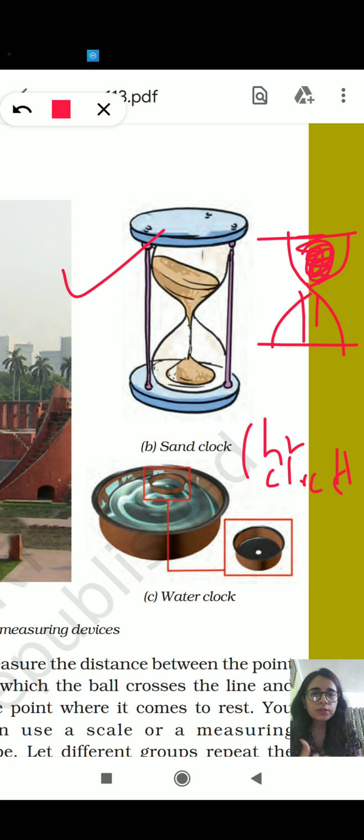So this is the sand clock, which was used by ancient people for noting time. Now we have next the water clock.